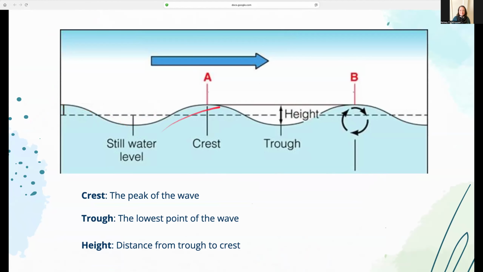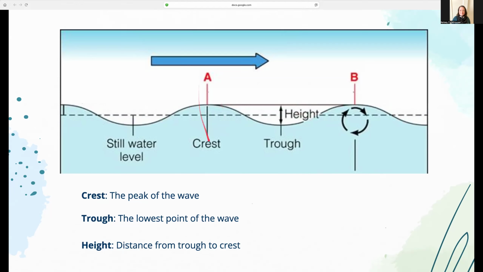So we have our water wave, right? And then we have this dashed line that cuts through the middle. That is what we call the still water level, or if the wave wasn't there, this is where the water would sit. And so here we have some features of the wave.